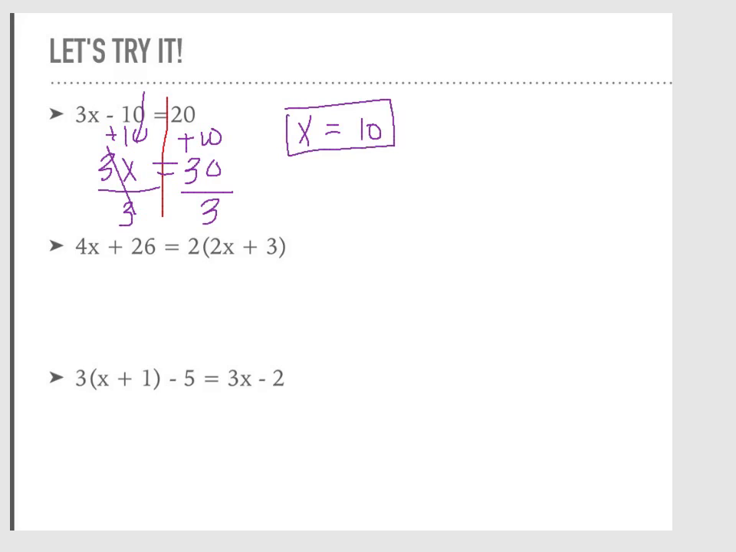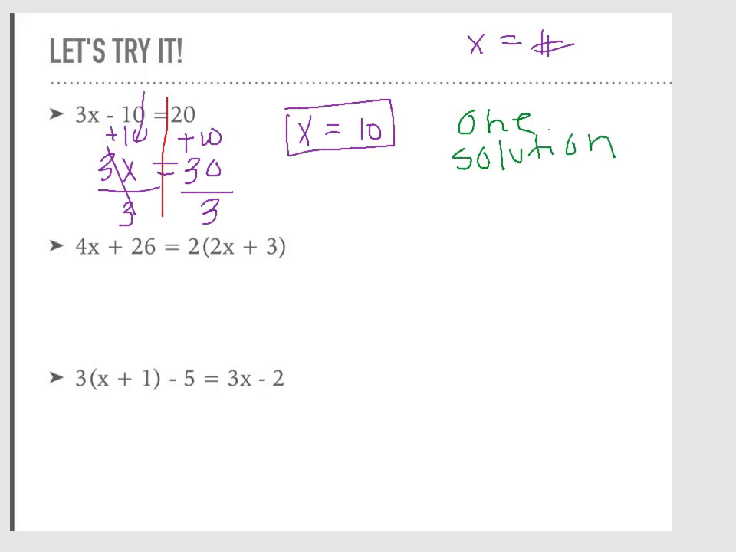We need to think, is this a one solution problem, no solution, or infinite? Remember that for one solution, you get an x or a variable equal to a number. So this problem is going to be one solution. That means that there is only one answer that will make this problem true.